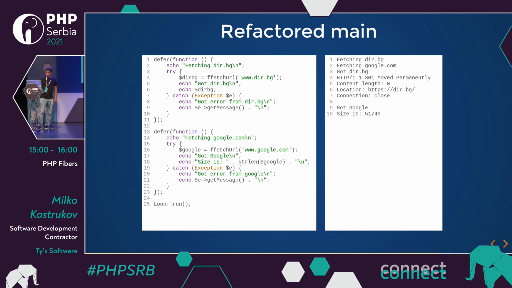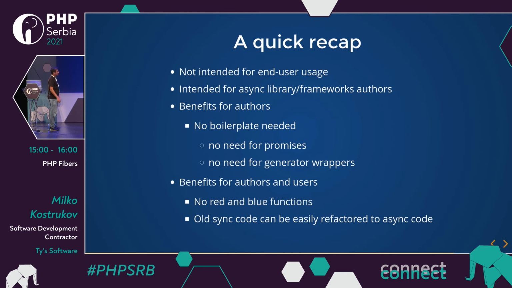Okay, so let's recap up to here, because it's a bit messy, but you know it's asynchronous, so it's messy. So fibers, they're not intended for end-user usage. As I said in the beginning, probably most of you will not touch a fiber ever in your life, unless you're doing a rather low level library or framework for the things that you're using. They're intended for asynchronous library and framework users. So the benefits for authors: no boilerplate needed. You don't need the promises. You don't need generator wrappers. You don't need all this complexity at all. That's great.